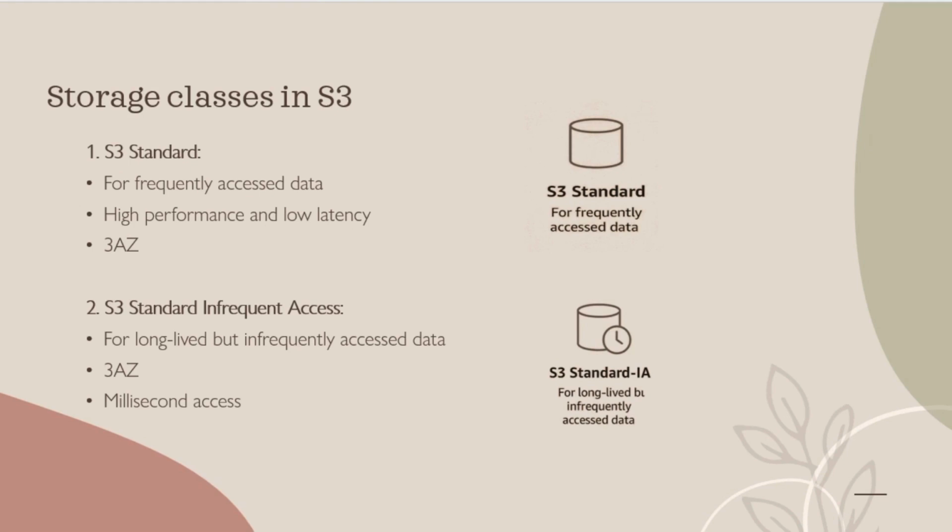The second one is S3 Standard Infrequent Access. If we use this storage class, S3 will store the object across multiple availability zones. So it offers greater availability and redundancy, because it has 3 availability zones. If the data is accessed only once a month, then I can use this Standard Infrequent Access storage class.